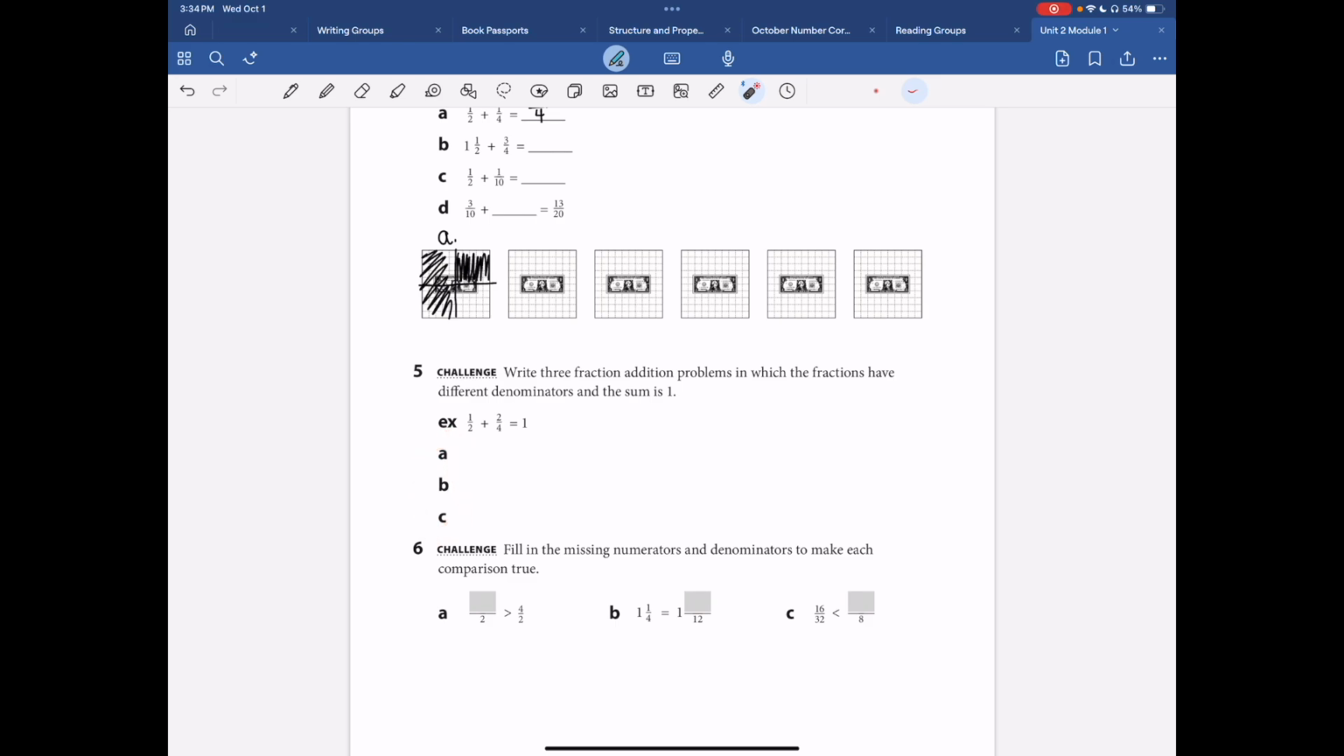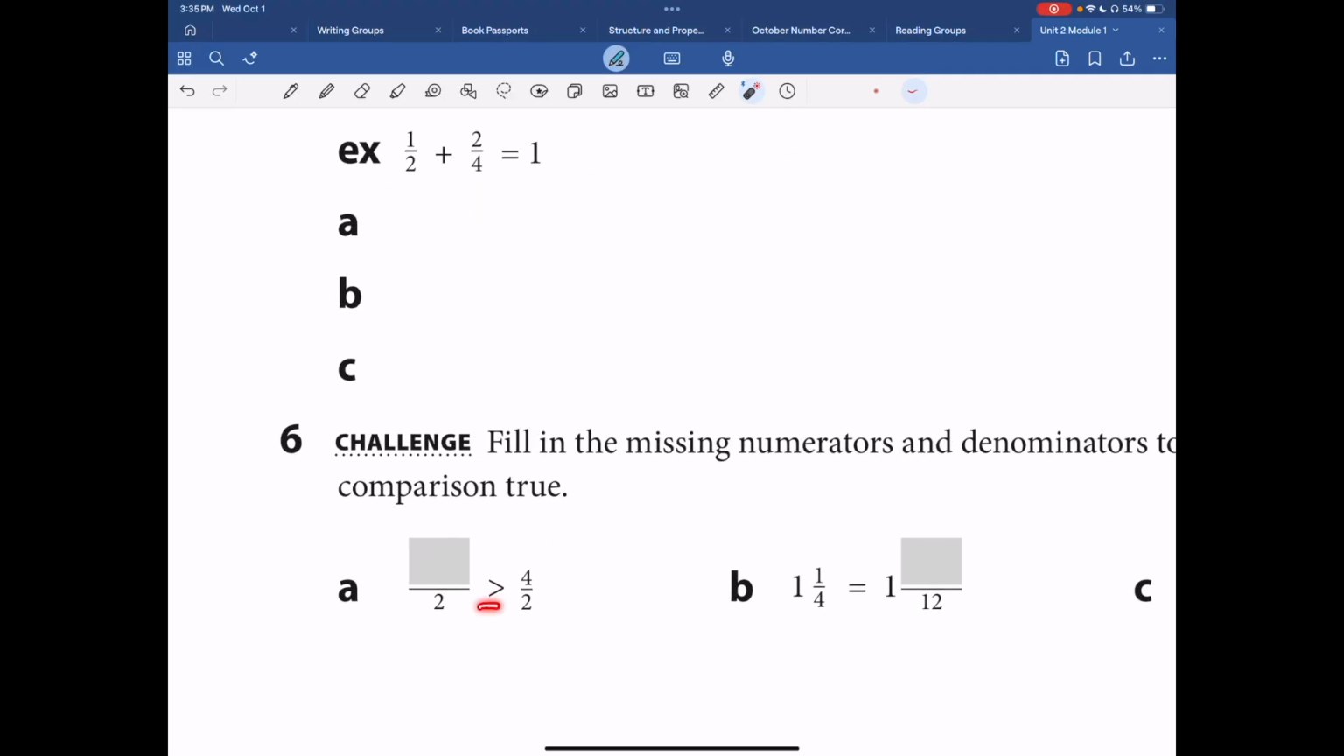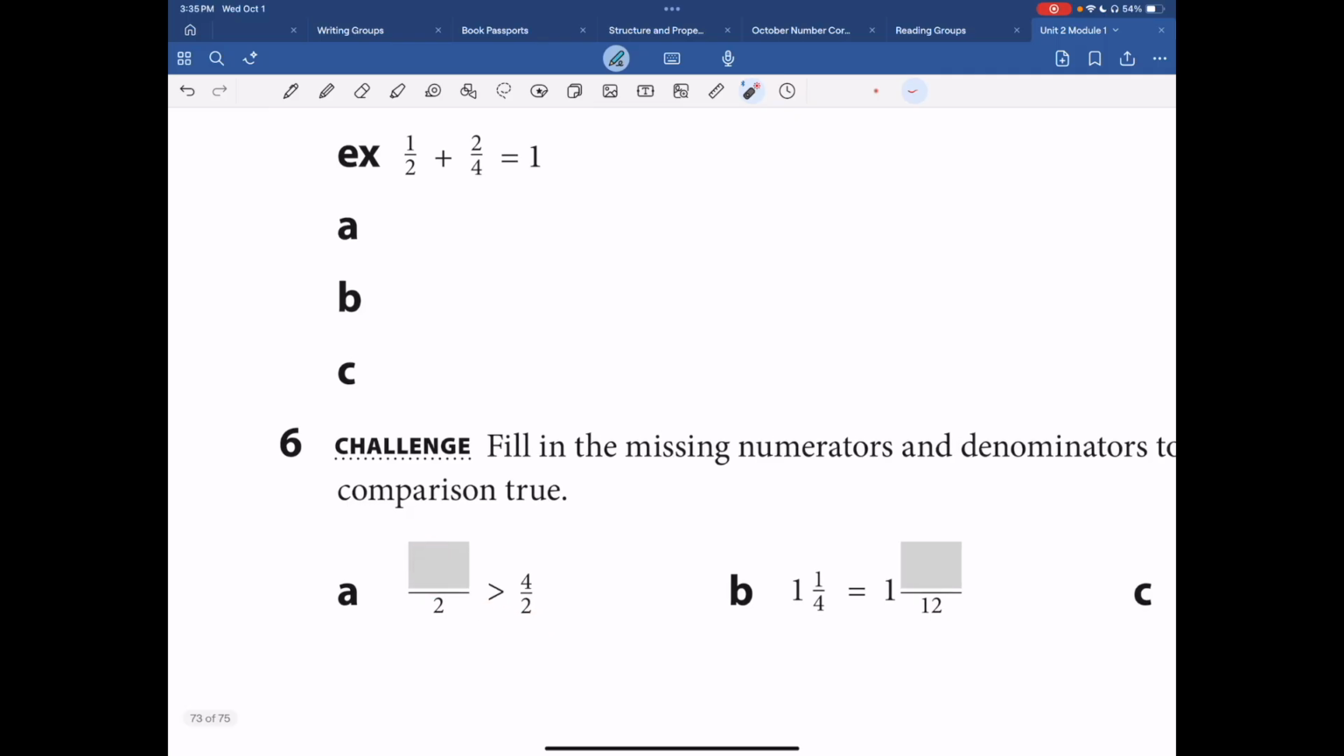Number 6 says fill in the missing numerators and denominators to make each comparison true. So whatever you put here as the numerator, it needs to be greater than 4/2. So for example, if I put 4/2, that would not make it greater. I could just do a little bit more to make it greater.